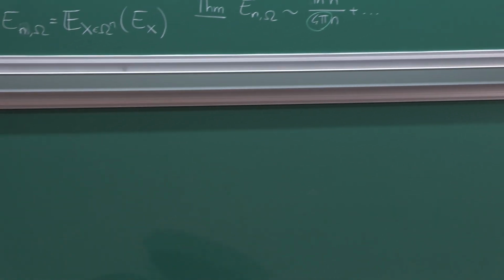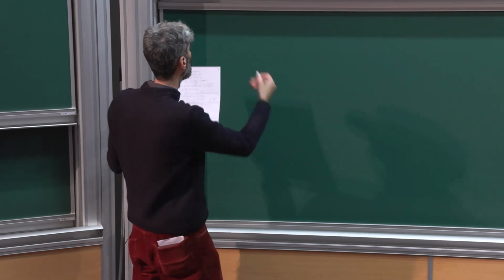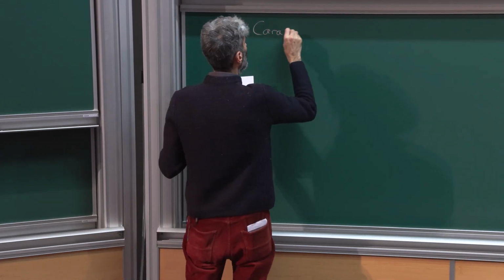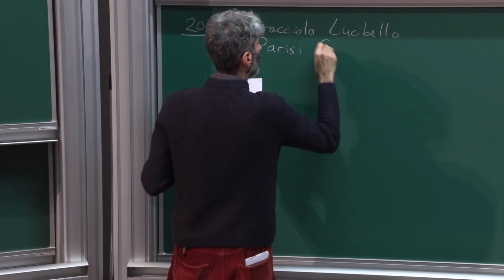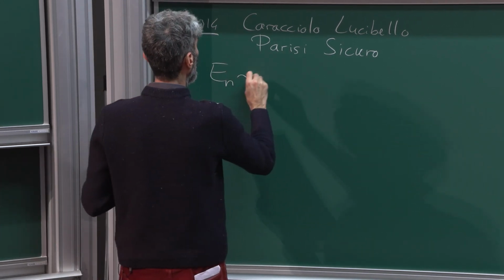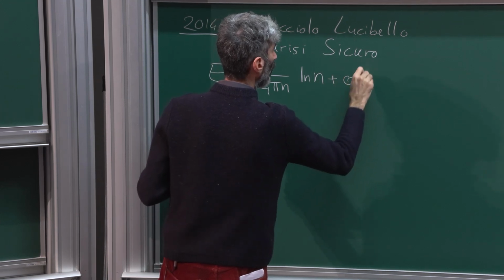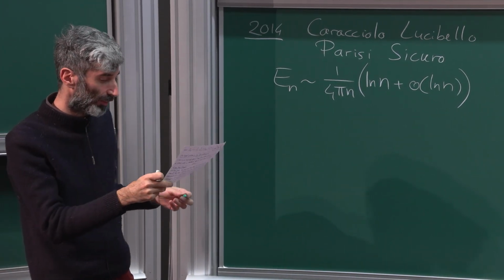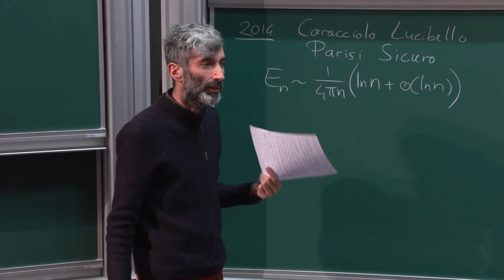In 2014, two similar papers appeared with similar authors. The one that I will mention is Caracciolo, Lucibello, Parisi, Sicuro, 2014. I don't know why I misspelled the Italian surnames. They have the prediction that En should go like 1 over 4 pi n log n plus small o of log n. But this is completely a physics prediction, I will say, in the sense that they do an approximation of which they cannot evaluate the consequences.